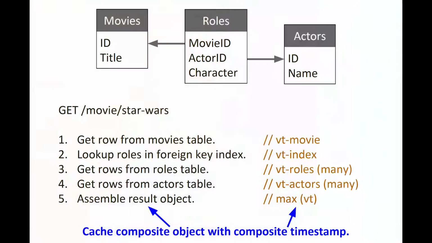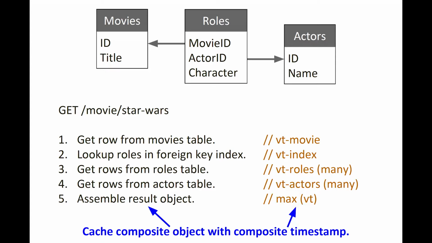So in the original movie example, we considered the movie object complete, and we considered the actor object complete. But here we're going to look at an alternate way to model that data. We're going to set up 3 tables. The movies table is going to have just the title. The actors table is going to have just the name. And the roles table will have the character.